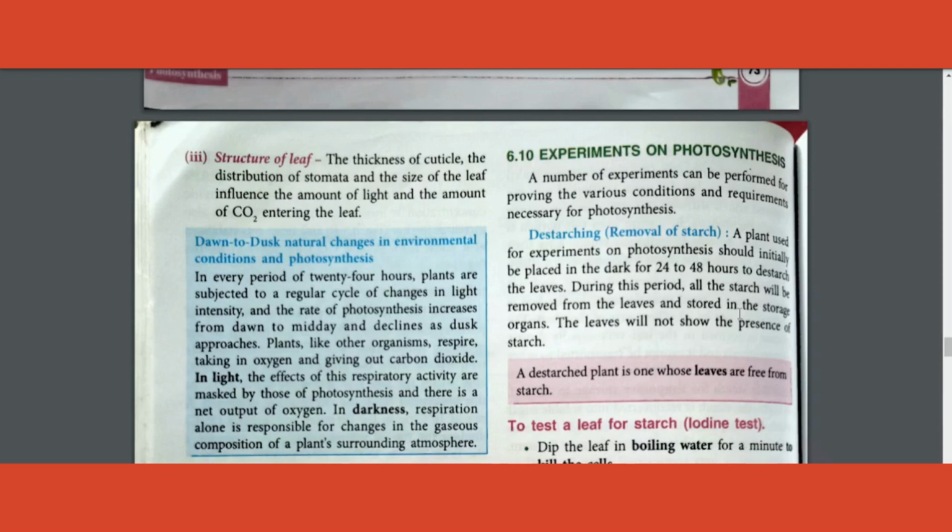How do we de-starch a plant? We need to keep the plant in darkness for 24 to 48 hours. When we say we are de-starching a plant, can we remove starch from the entire plant? No, we can remove starch only from the leaf. So when you get an MCQ asking, when de-starching is done for a plant, which part are you actually de-starching? You are de-starching the leaves.